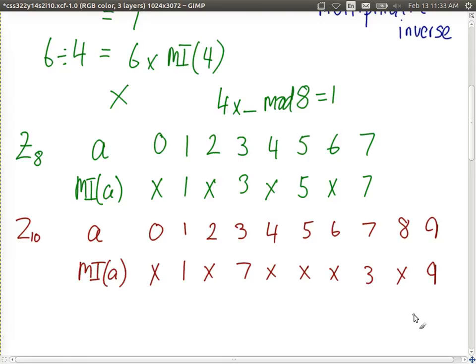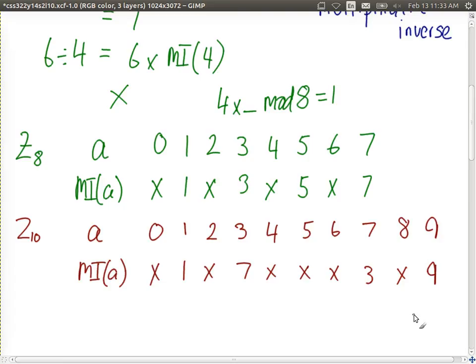Any questions so far? We can do addition, subtraction. Subtraction is just adding the additive inverse. We can do multiplication and division. Division is just multiplying by the multiplicative inverse. What's left? What other two operations do we commonly use?